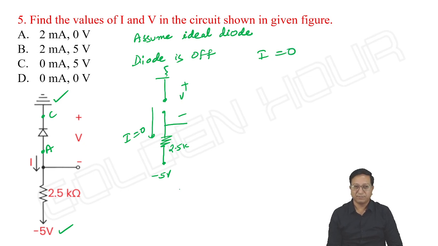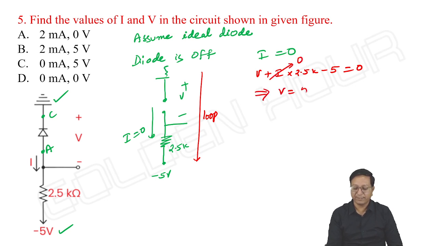How do we get V? Again, we can take the loop equation here. If I take this loop equation, V plus I into 2.5K minus 5 is equal to 0. Anyway, I is 0 implies V is equal to 5 volts. That's it. So the previous problem and this one are almost the same. I is 0 and V is equal to 5 volts. So option C is correct.